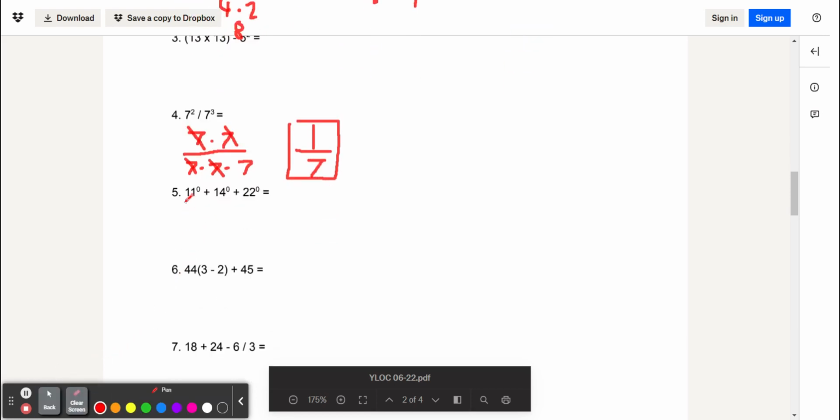Lastly, we will have 11 to the power of 0 plus 14 to the power of 0 plus 22 to the power of 0. This problem is really simple because anything to the power of 0 is 1. So that's 1 plus 1 plus 1, which is 3. Now make sure to do all of the problems I haven't covered on your own as practice.